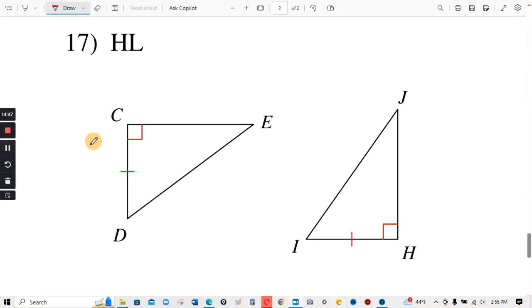All right, so 17 is sort of similar to number 11 since we're using hypotenuse leg, but I think there's only one answer for number 17.